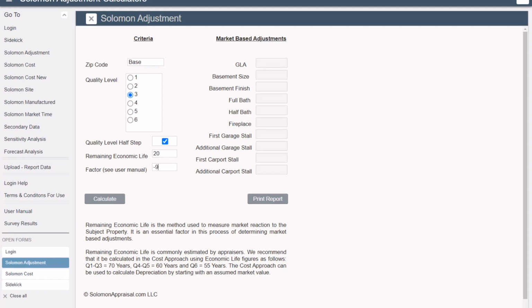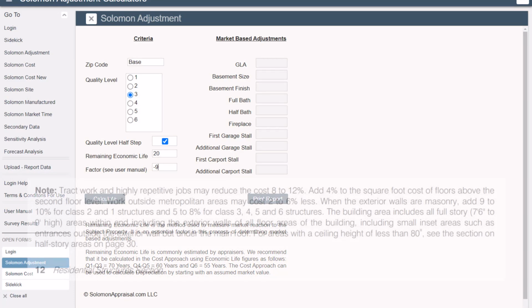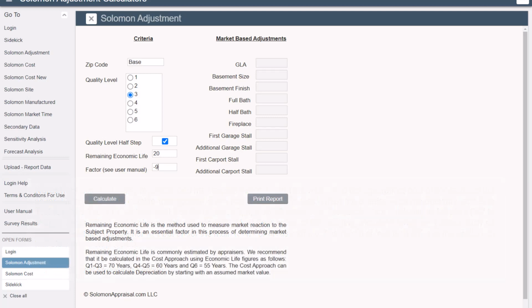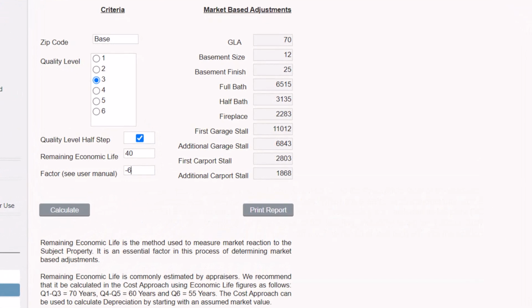If you need to modify the cost multiplier that goes with the zip code, enter a positive or negative whole number. Entering 7 increases the cost 7%. Masonry exterior increases cost from 5 to 10%. Entering -9 decreases cost 9%. Tract work and highly repetitive jobs may reduce the cost 8 to 12%. Click Calculate. Market-based adjustments appear on the right.